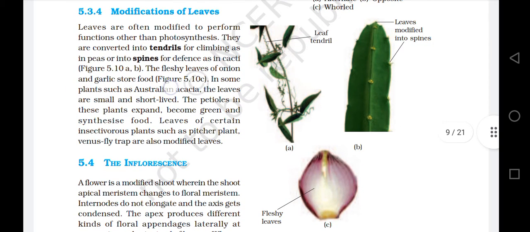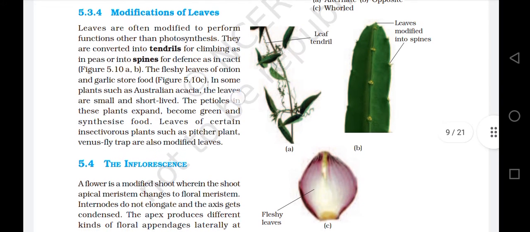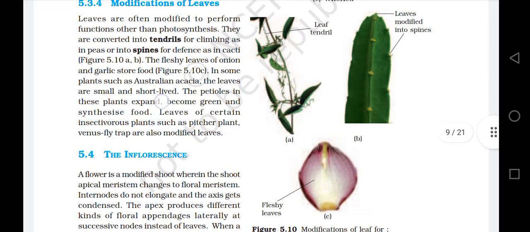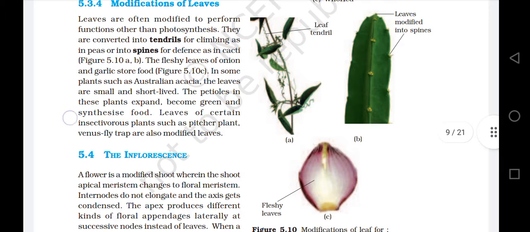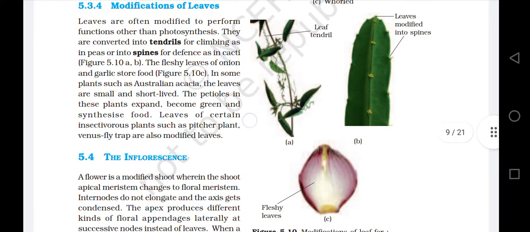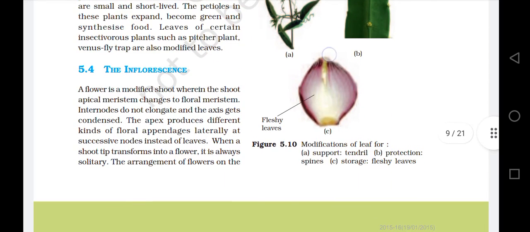Figure 5.10c. In some plants, such as Australian acacia, the leaves are small and short lived. The petioles in these plants expand, become green, and synthesize food. Leaves of certain insectivorous plants, such as pitcher plant and Venus flytrap, are also modified leaves.